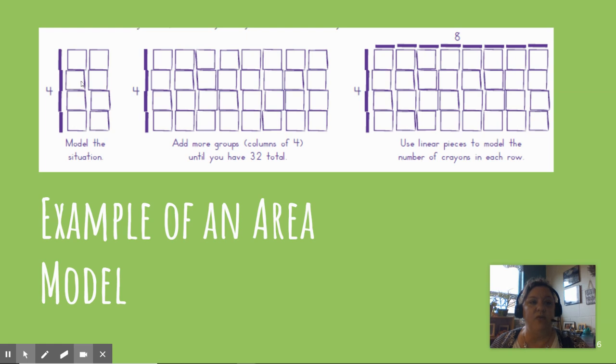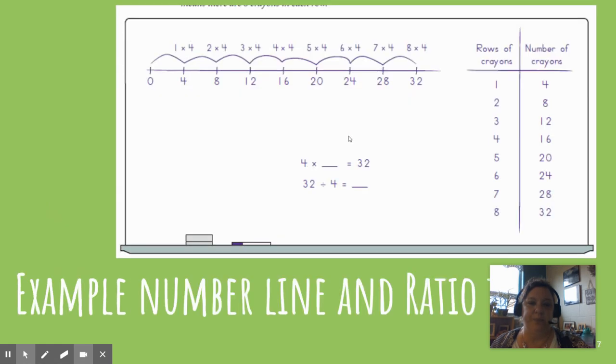But we started off with what we knew: model the situation. We knew that there were 4 rows, and this was how much we could see in the picture. We added groups until we got to 32 total. And then we needed to count how many were in each row.